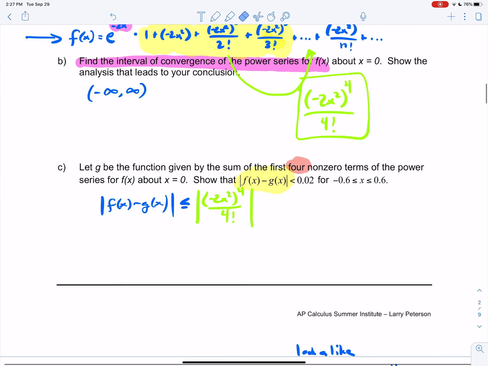Now, if f of x was the sum of the first 6 non-zero terms, then the error would be based on the 7th term. If you had f of x that represented the first 20 non-zero terms, then the error is going to be based on the 21st term. All right. So here we go.